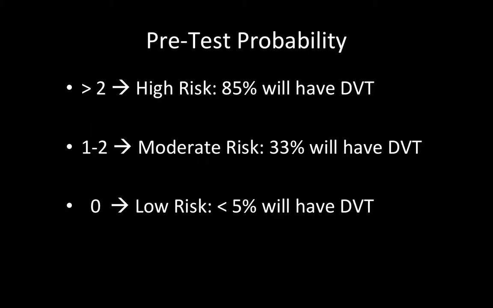So this adds up to your pretest probability. Patients with more than 2 findings on history are going to have a high risk, 1 to 2 moderate risk, and 0 low risk. And this helps you decide disposition. High-risk patients may get more involved diagnostics, whereas low-risk patients might not get any diagnostics.